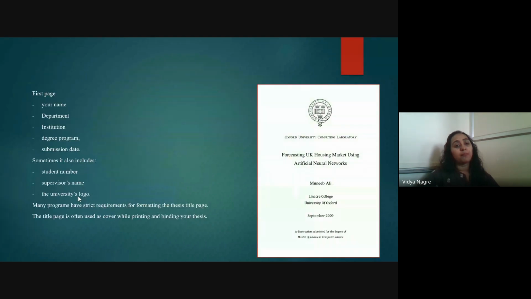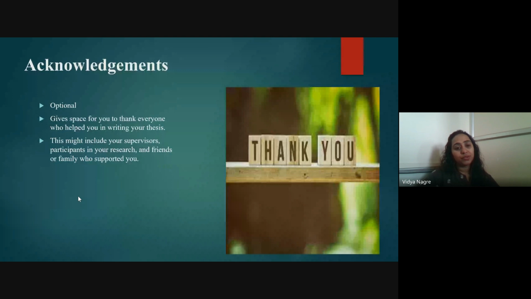Then acknowledgement is a very beautiful chance given to us to thank all those who are directly or indirectly connected, and who motivated and helped us to fulfill and finish this lengthy, Herculean task, right? So it's a nice space where we must thank all these people. For example, formal official thanks has to go to the supervisor, the head of the department, then the participants in your research, and your friends and family who have supported you.